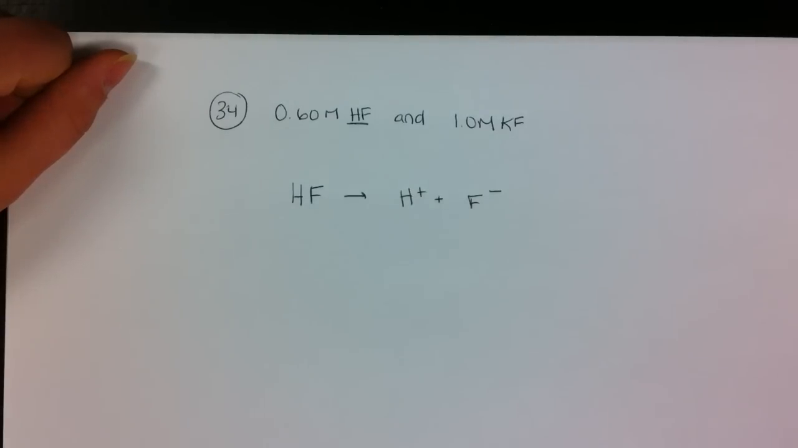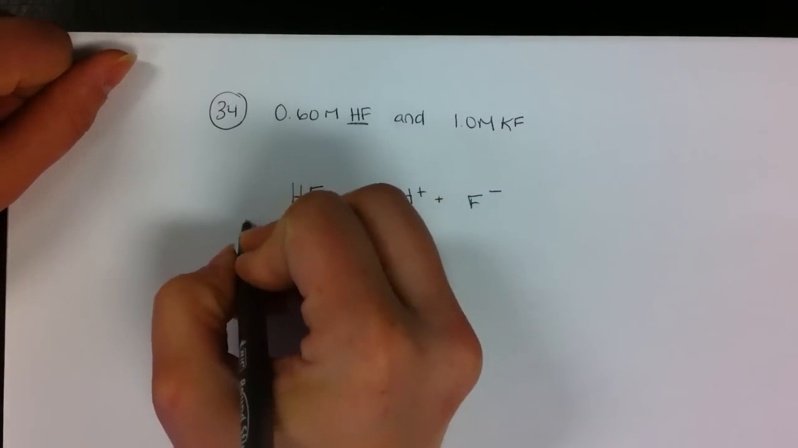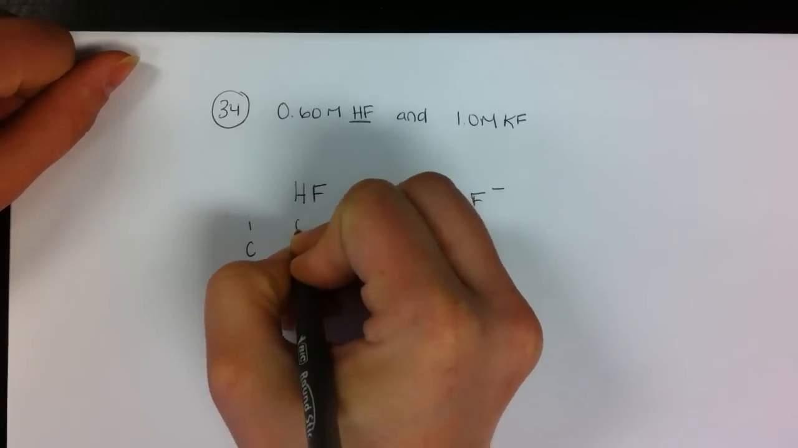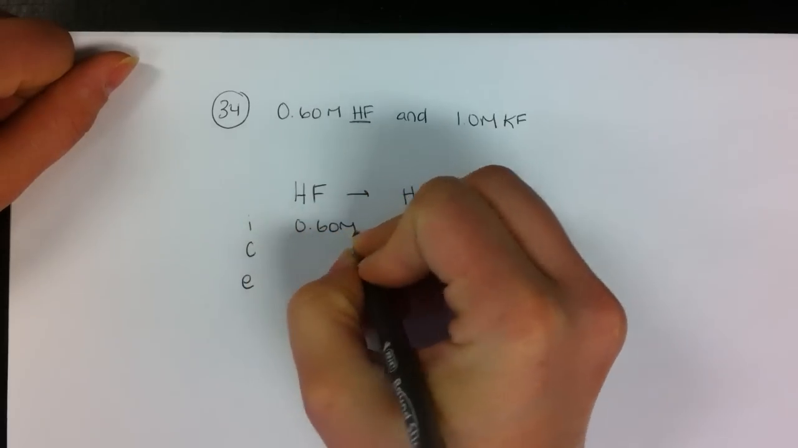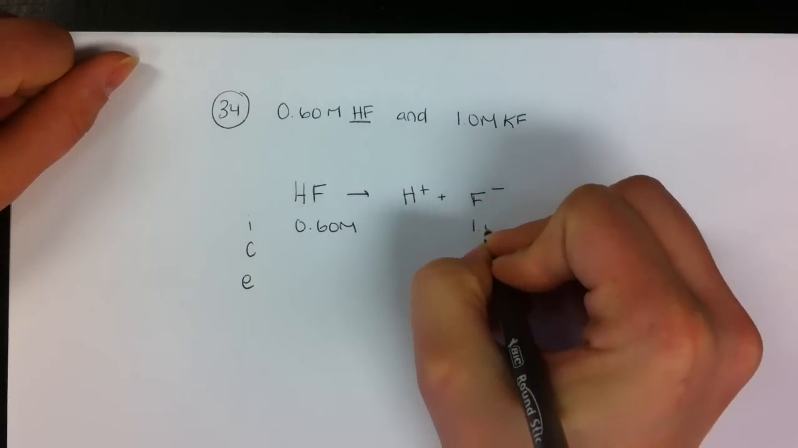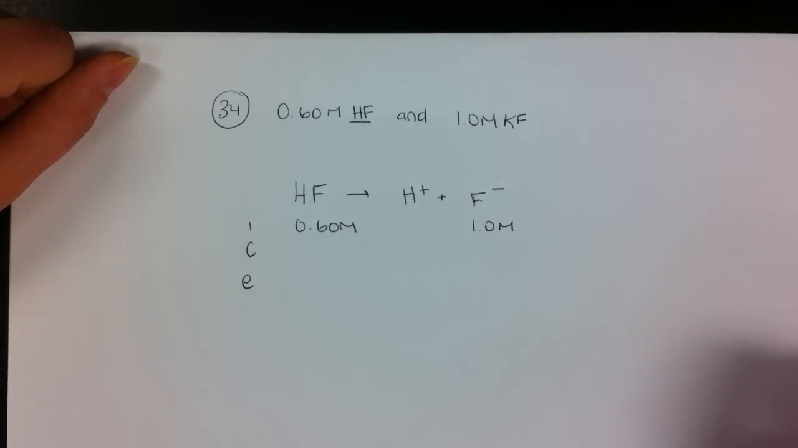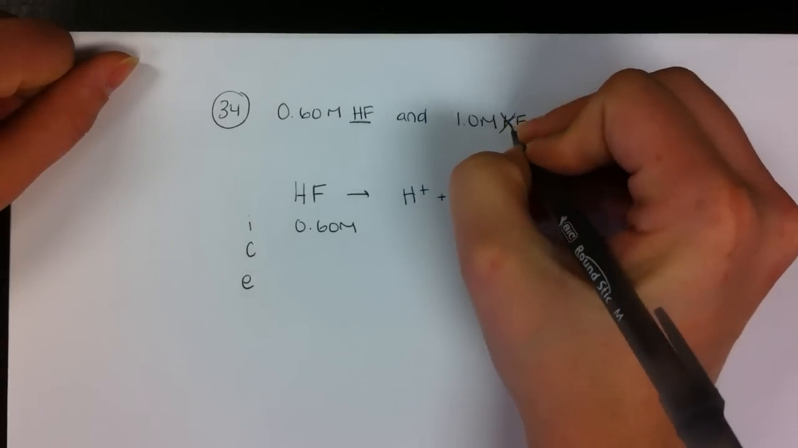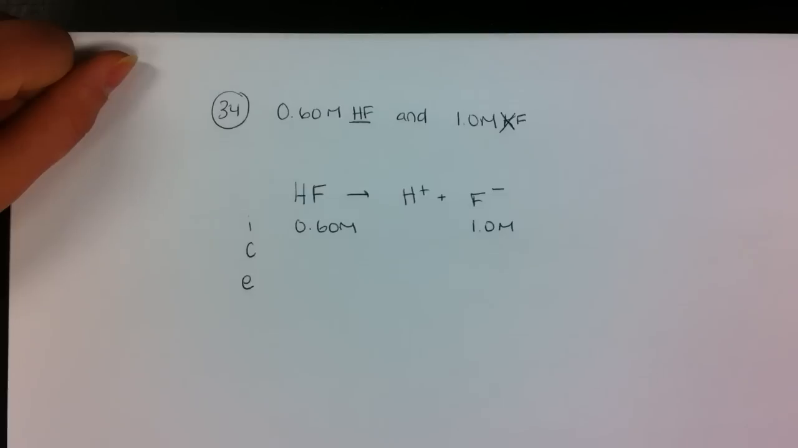Okay, so then I put my initials, and my other initial is my 1.0 molar KF. We do not care about the K because it's in group 1. Anything group 1, group 2, or chlorine, bromine, iodine, we don't care about.